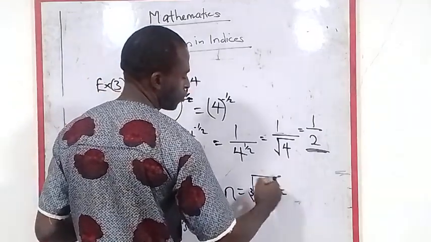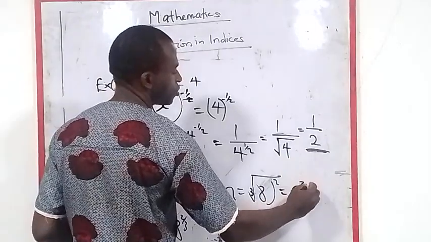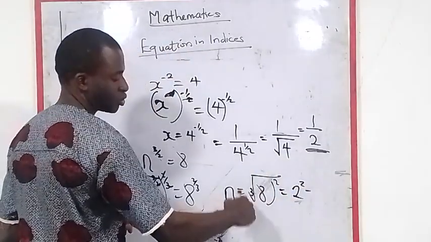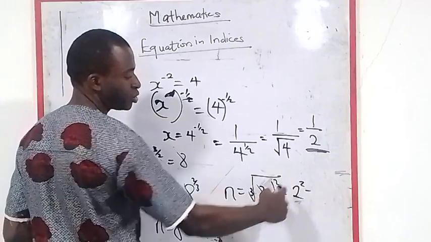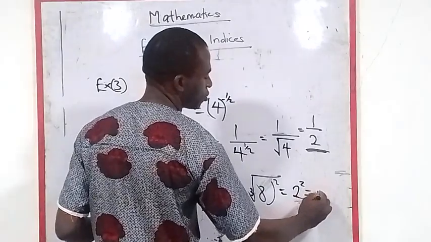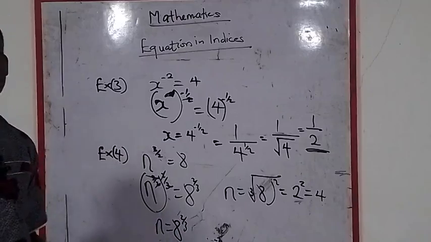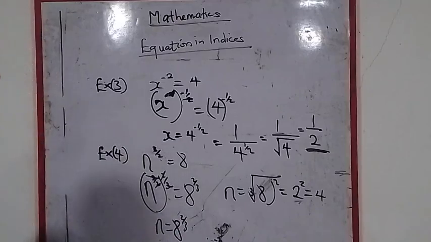So we now have the cube root of 8 is actually 2, raised to the power 2, because we've used this cube root sign. That's why we didn't include it there again. Then now 2 raised to the power 2 is now equal to what? 4, because 2 raised to the power 2 is actually 2 times 2, which makes it 4.